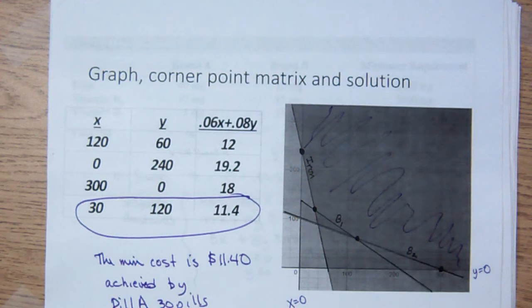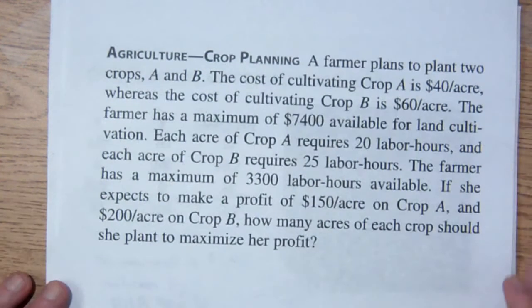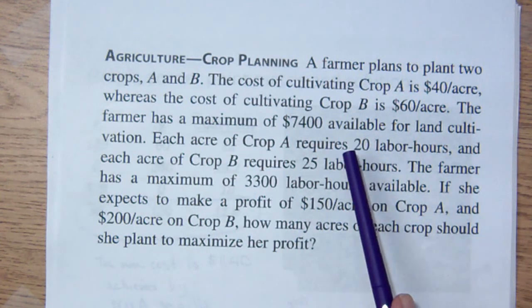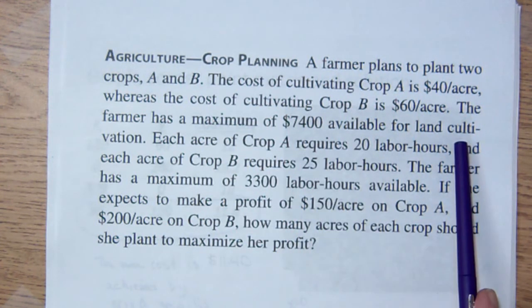Okay, here is the problem I'm asking you to turn in. A farmer plans to plant 2 crops A and B. The cost of cultivating crop A is $40 an acre. Crop B is $60 an acre. He has $7,400 available for land cultivation.